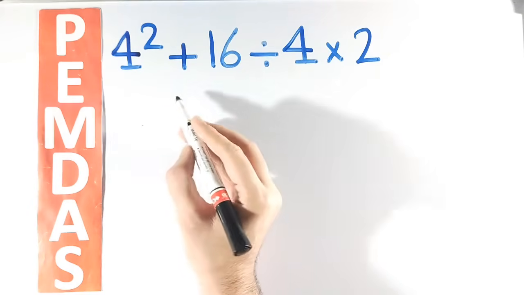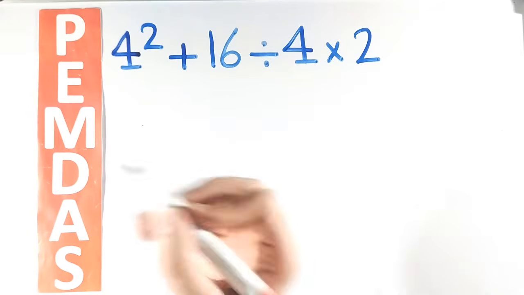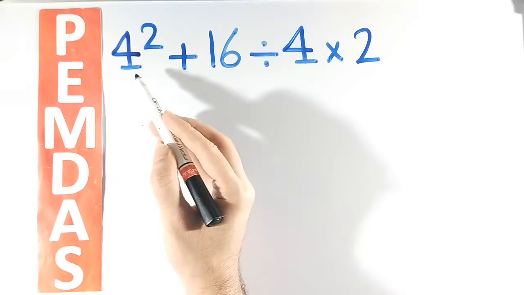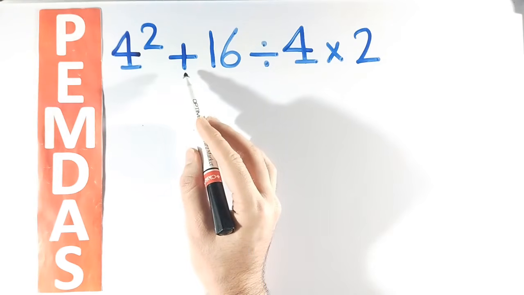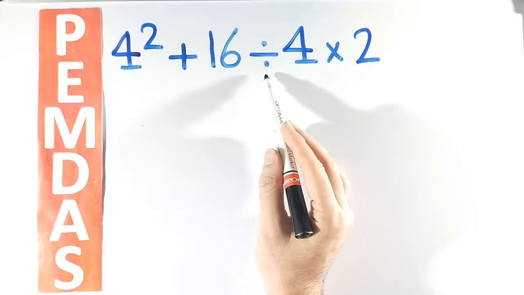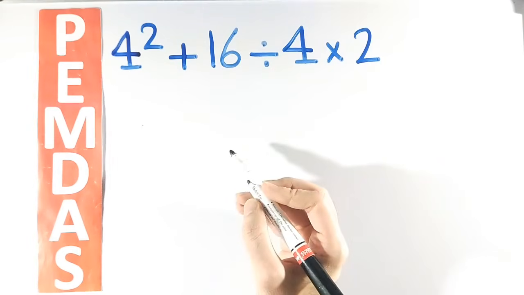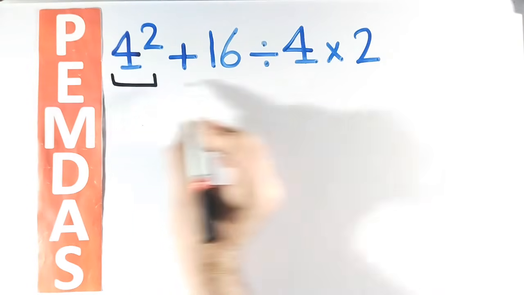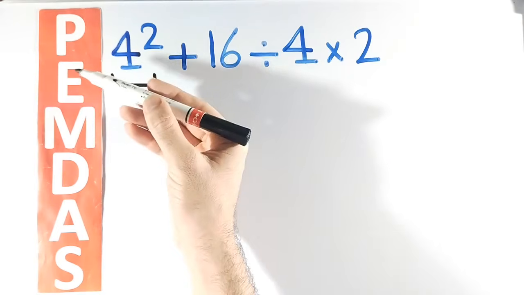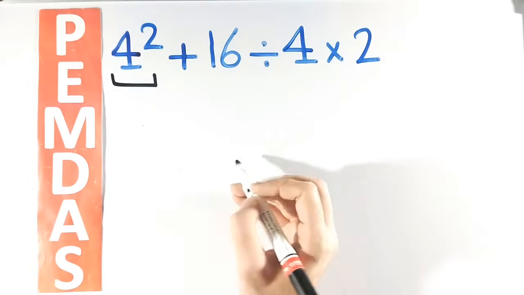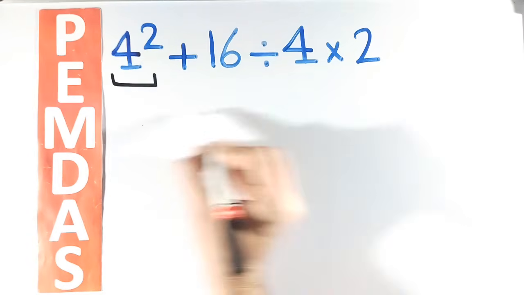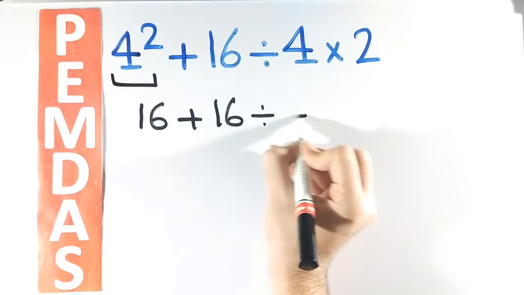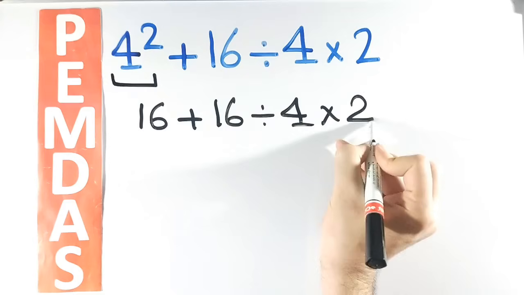To solve this question, we must follow a rule that is called PEMDAS. As you can see on the screen, in this expression, first we have an exponent, then an addition sign, followed by a division, and finally a multiplication. According to the PEMDAS rule, first you go for the exponent, because in this expression, exponent has a higher priority than the other operation. So, we rewrite this expression as 16 plus 16 divided by 4 multiplied by 2.